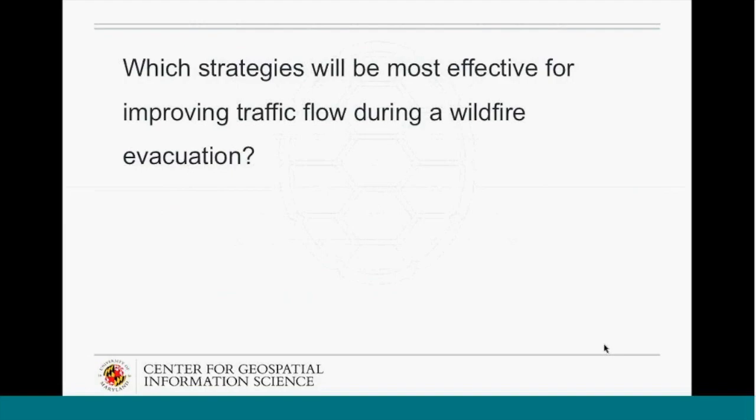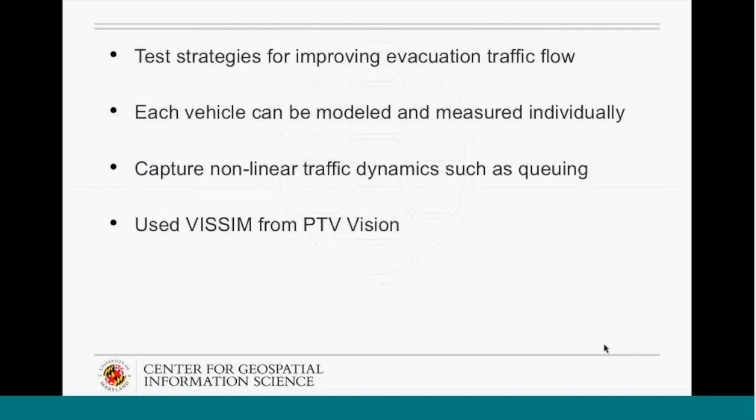So third research question, which strategy will be most effective for improving traffic flow during a wildfire evacuation? And the method for this one that I used was a micro simulation. So here we can really test strategies for improving evacuation traffic flow because you can model and measure each individual vehicle that's on your transportation network. Right. And here you're really capturing your nonlinear or your time-dependent traffic dynamics like queuing, right? We've all sat in a line of cars and seen how it takes a little while after the first car goes for the next one to go, and the next one to go, and the next one to go.